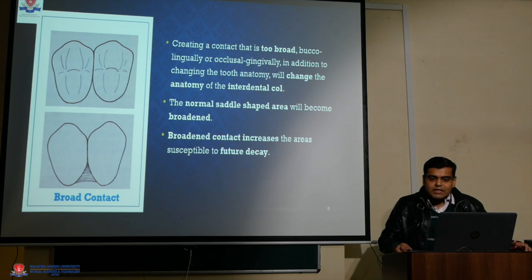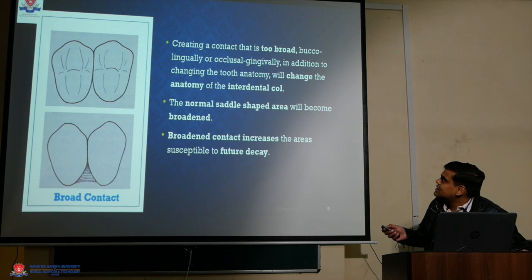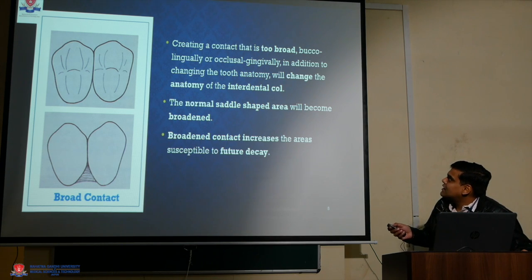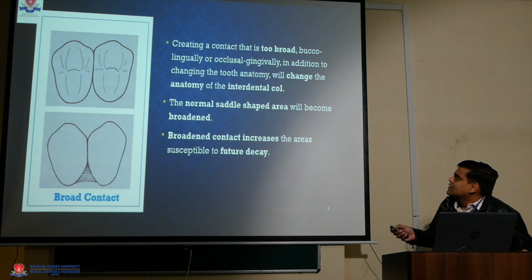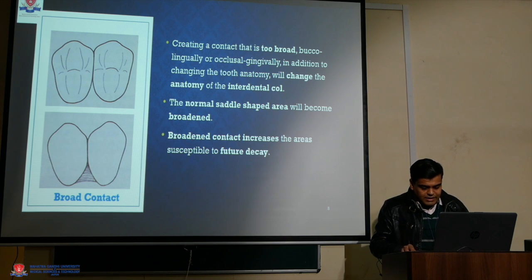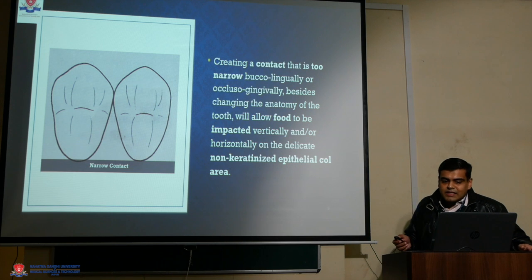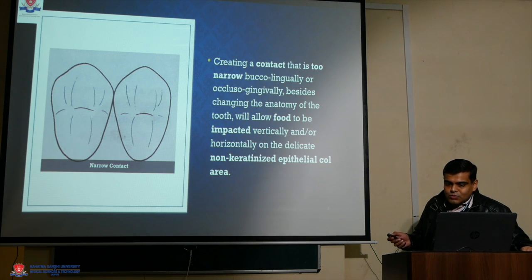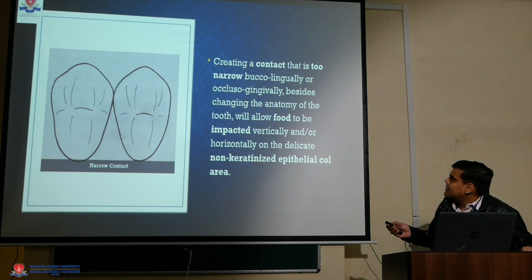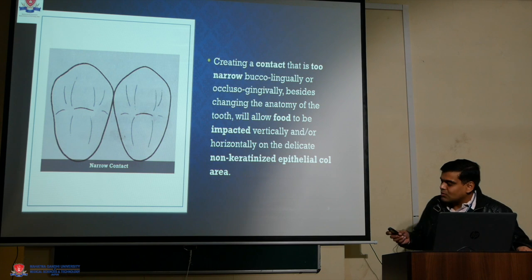Creating a contact that is too broad buccolingually or occlusogingivally, in addition to changing the tooth anatomy, will change the anatomy of the interdental col also. The normal saddle-shaped area will become broadened, and the broadened contact area increases the susceptibility to future decay. And then creating a contact that is too narrow buccolingually or occlusogingivally, besides changing the anatomy of the tooth, will also allow food to be impacted vertically or horizontally on the delicate non-keratinized epithelial col area.